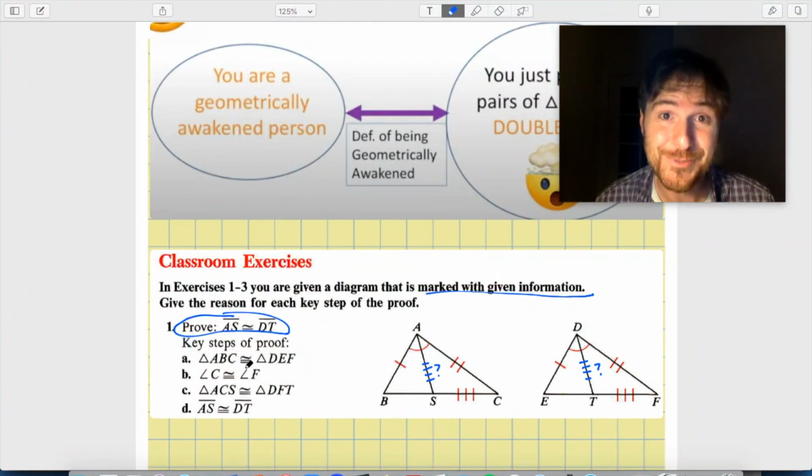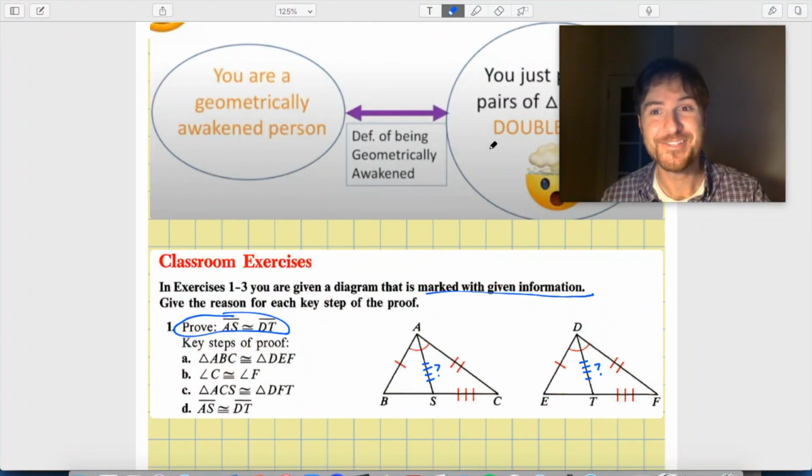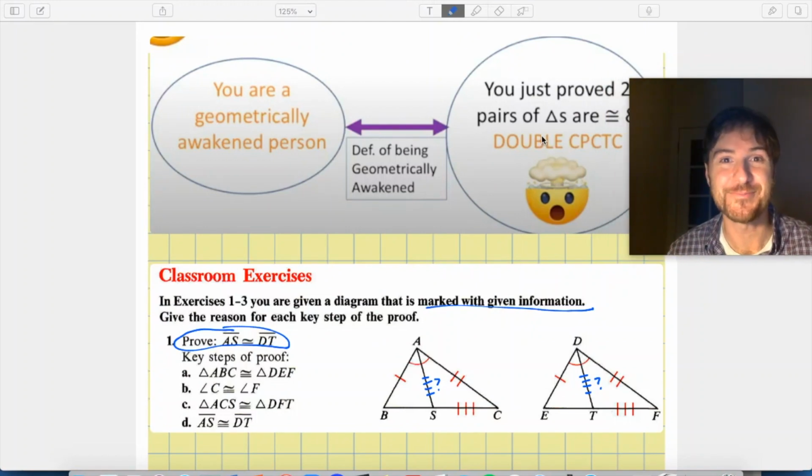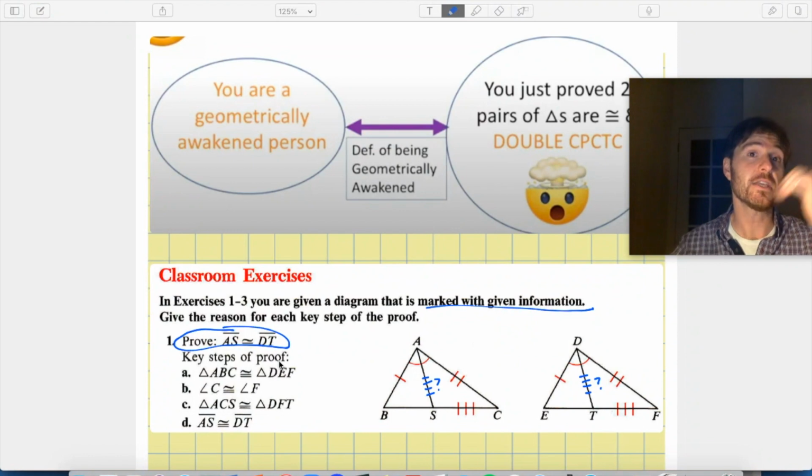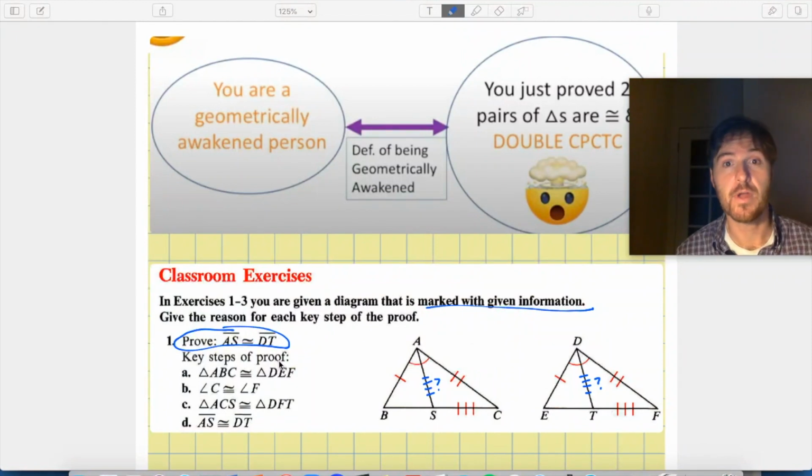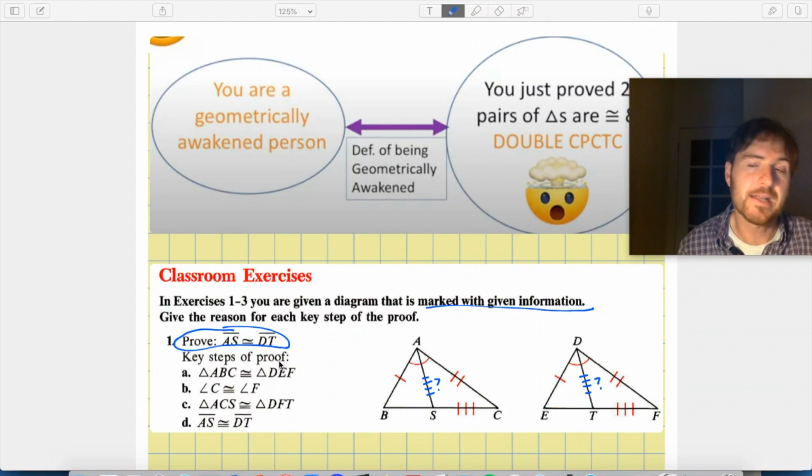And what are the key steps going to be? Well, the whole deal in this section is I'm doing some double CPCTC action. That's right. In order to use CPCTC, you need to prove that triangles are congruent first. Because remember, CPCTC stands for corresponding parts of congruent triangles. Well, they're congruent, so it allows you to say that certain angles and sides of congruent triangles are congruent also.